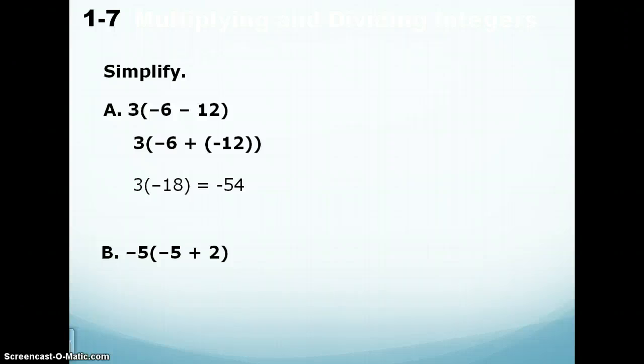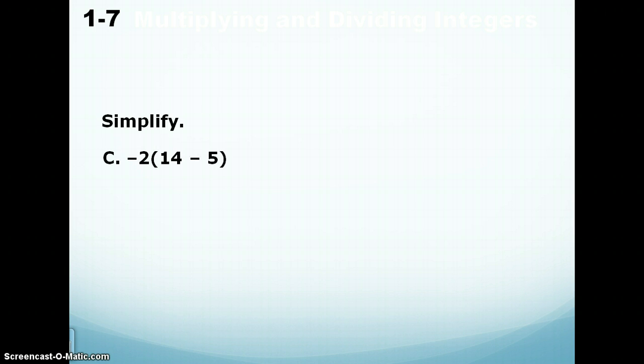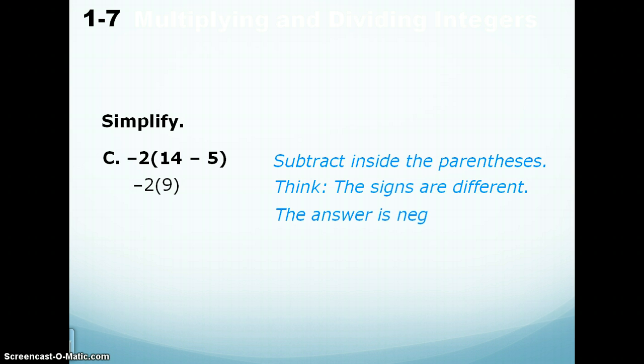Example B. Negative 5 plus 2 would be negative 3. Negative 5 times negative 3 is a positive 15. Example C. In parentheses, we would do 14 minus 5 to give us 9. And a negative times a positive is a negative. 2 times 9 is 18. So we get negative 18.